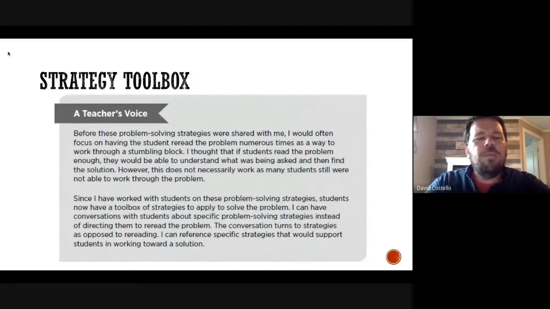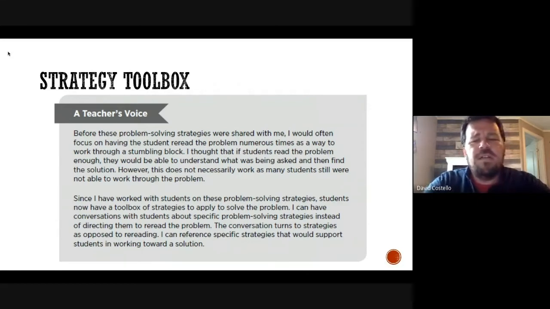Before these problem-solving strategies were shared with me, I'd often focus on having students reread the problem numerous times as a way to work through the stumbling block. I thought if they read it enough, they'd be able to understand. However, this doesn't necessarily work.